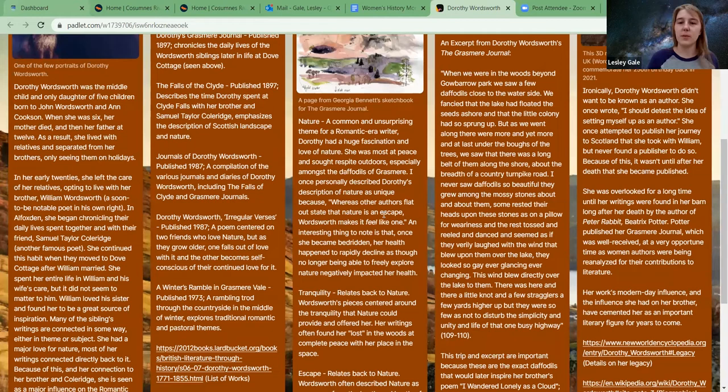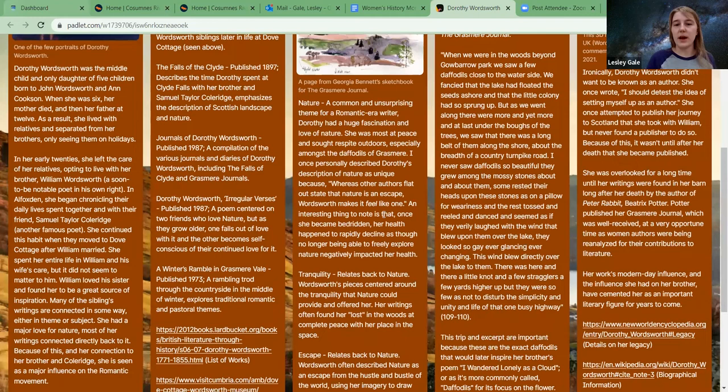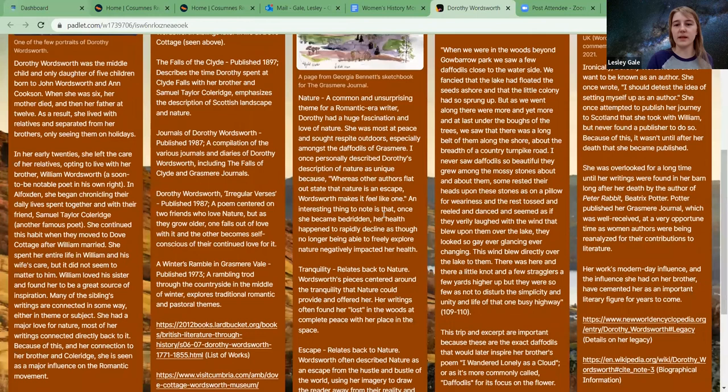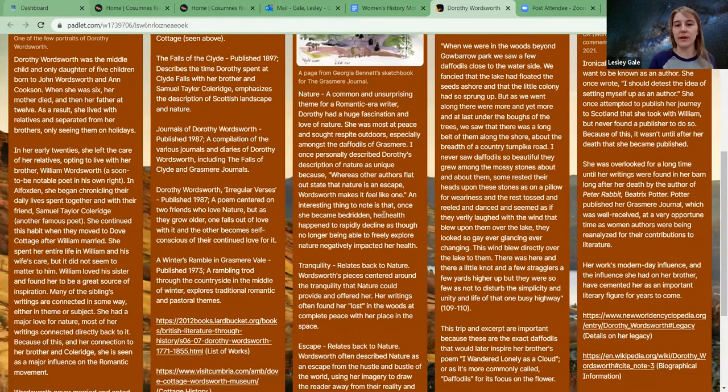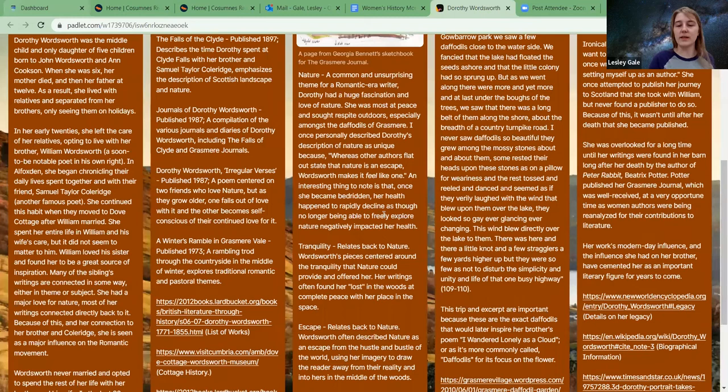I never saw daffodils so beautiful. They grew among the mossy stones about and about them. Some rested their heads upon these stones as a pillow for weariness, and the rest tossed and reeled and danced, and seemed as if they verily laughed with the wind that blew upon them over the lake. They looked so gay, ever glancing, ever changing. The wind blew directly over the lake to them. There was here and there a little knot, and a few a few yards higher up, but they were so few as not to disturb the simplicity and unity and life of that one busy highway.